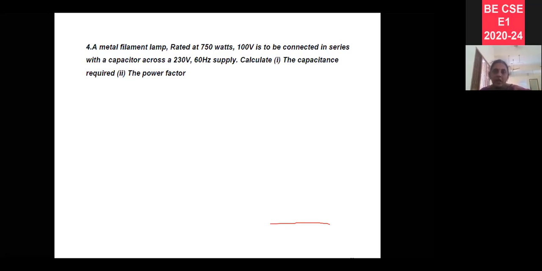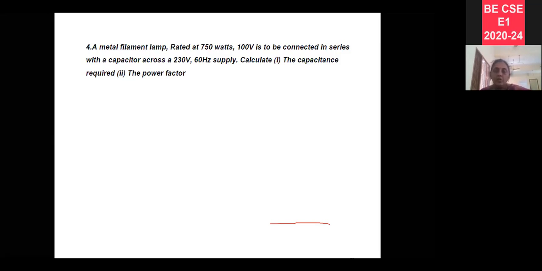Right? Now a metal filament lamp has been given. What type of load is a lamp? A lamp is going to be a resistive load. So the resistive load is connected in series with the capacitance. So what type of circuit is it? RC circuit. Yes, very good.